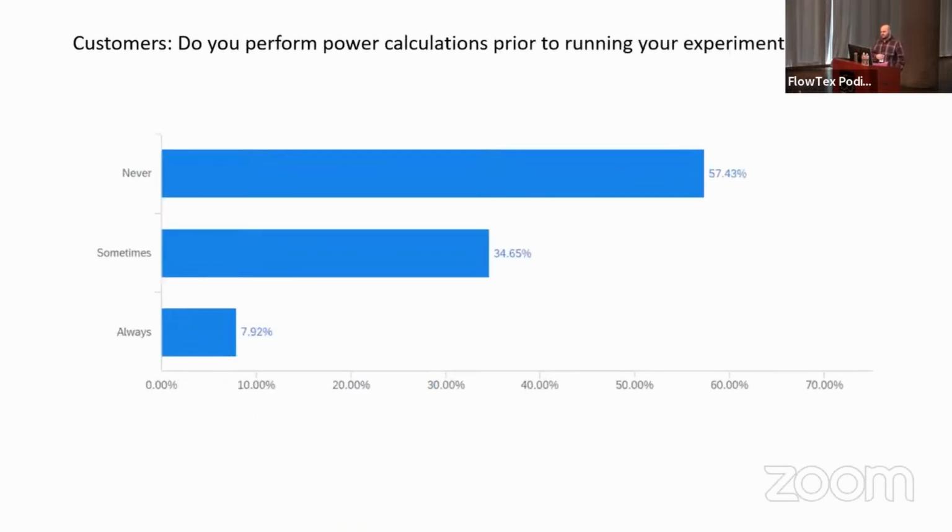We want to know if people perform power calculations to determine sample size when they're performing these experiments. Almost universally, well, more than half say never. Some people say sometimes.